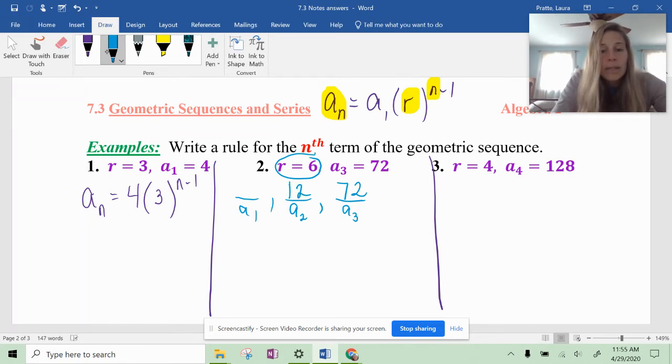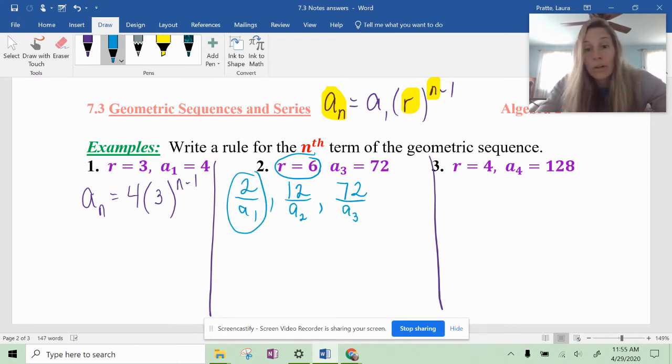And what number times 6 is 12? So you could work backwards, especially on one where they're giving you the third term. They're giving you the r, so you could do it, right? So 72 divided by 12 is 6. 12 divided by 2 is 6. So that's one way to get the a sub 1, and then you can go ahead and write your rule.